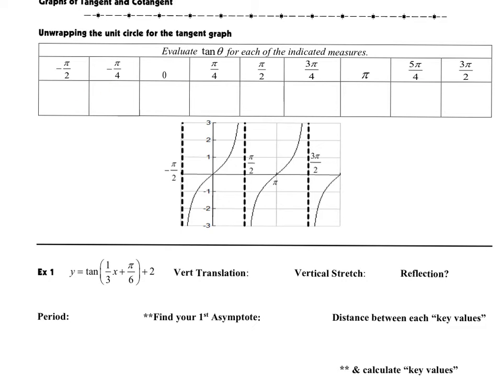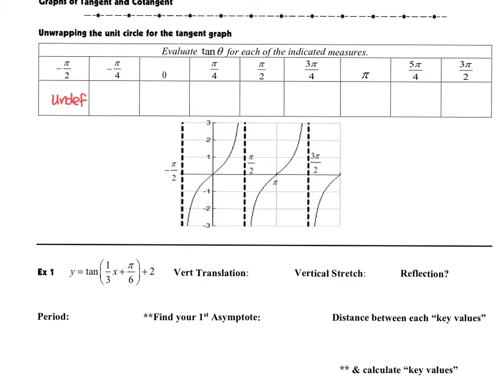Now, we've watched some videos already for how the sine and the cosine graphs unwrap and create the sine and cosine curves. On tangent and cotangent, it's actually a little easier if we just look at some evaluating and we can kind of visualize where some of our key numbers are going to come from. So quickly going through our values here at the top, thinking we're going to evaluate tangent at each of these angles. So tangent of a negative pi over 2 is going to be undefined.